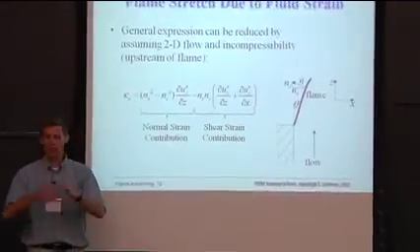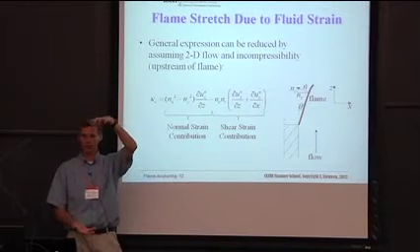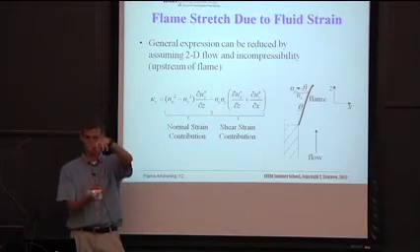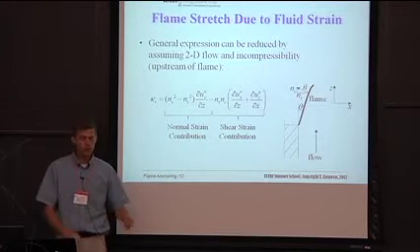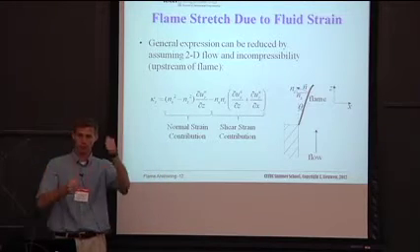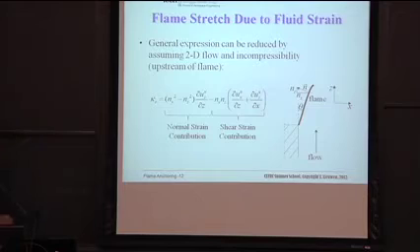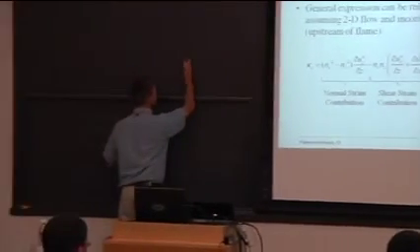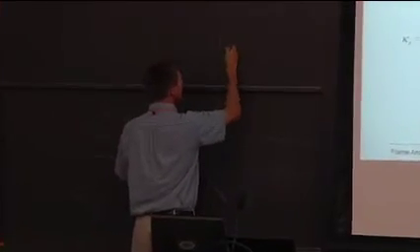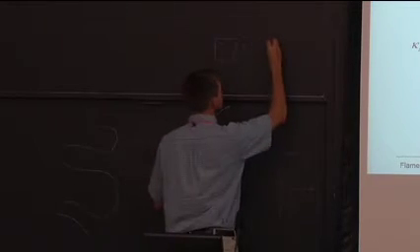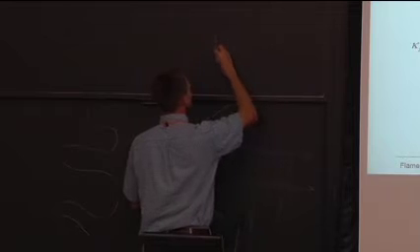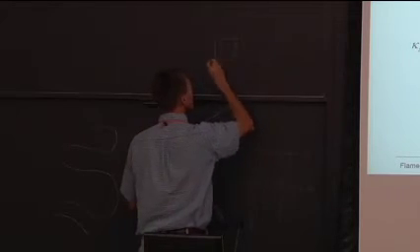Normal strain is if I take a fluid mechanic element that's incompressible, I squish it in one way, and it bulges out in the other direction. Shear strain is when I take that fluid element and I rotate it. So, in other words, the normal strain says I take a fluid mechanic element that looks like this, and I make it look like that. Shear strain says I take this fluid mechanic element that looks like this, and I make it look like that.